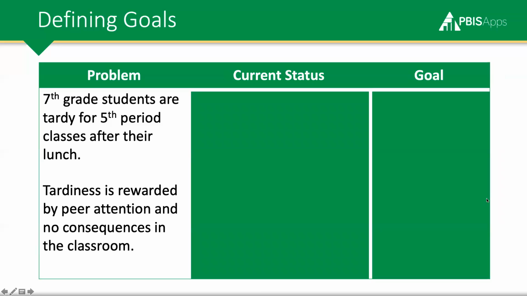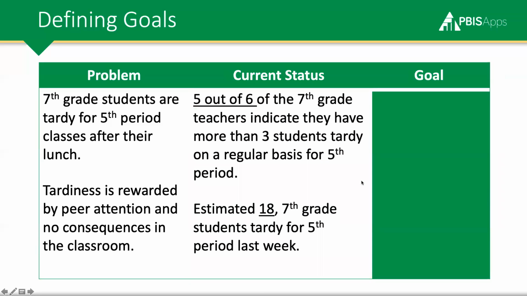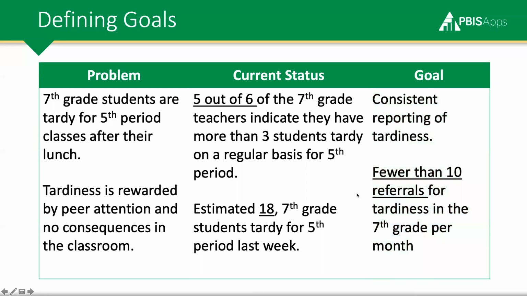Here's another one. We have 7th grade students who are tardy for their 5th period class after lunch, and that tardiness is rewarded by peer attention. So they're getting a lot from their peers and nothing's really happening to them. They just roll into class whenever they roll into class. So where are we at currently? Well, 5 out of 6 of those 7th grade teachers indicate that they have more than 3 students that are tardy on a regular basis during that 5th period. And an estimated 18 of the 7th grade students were tardy for 5th period. So now we know our current status, which helps us as a team set our goal.